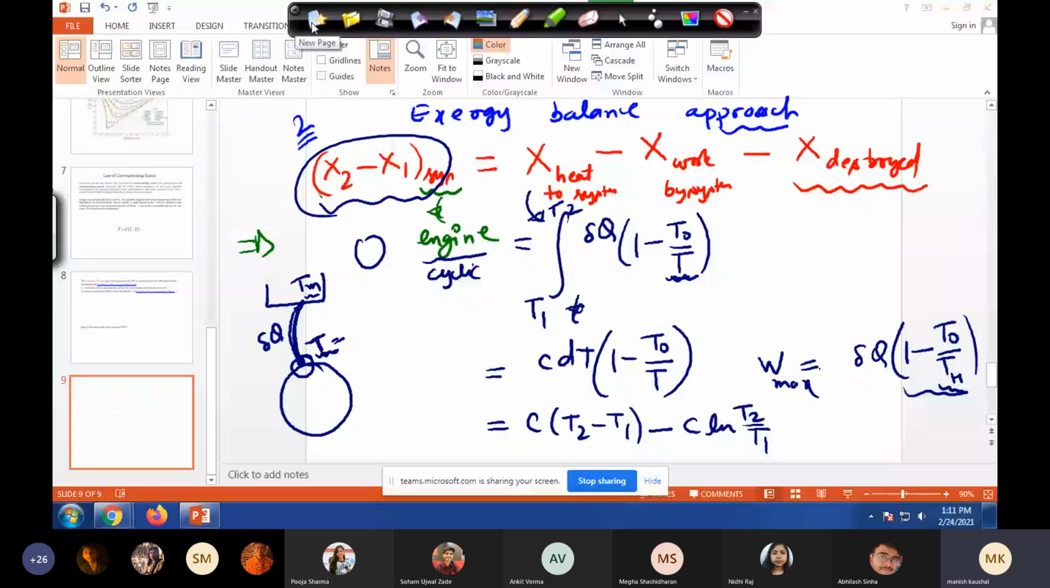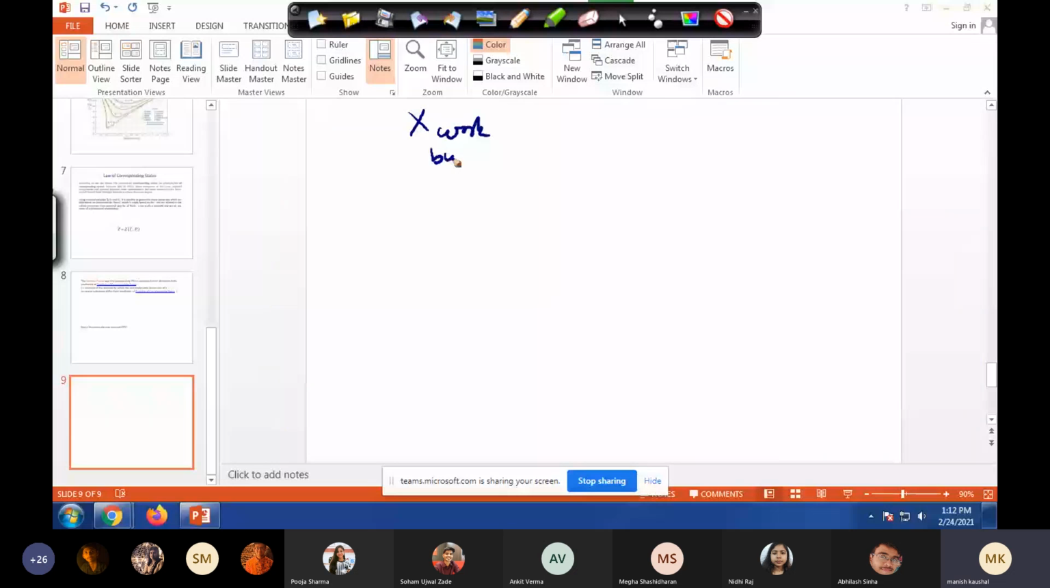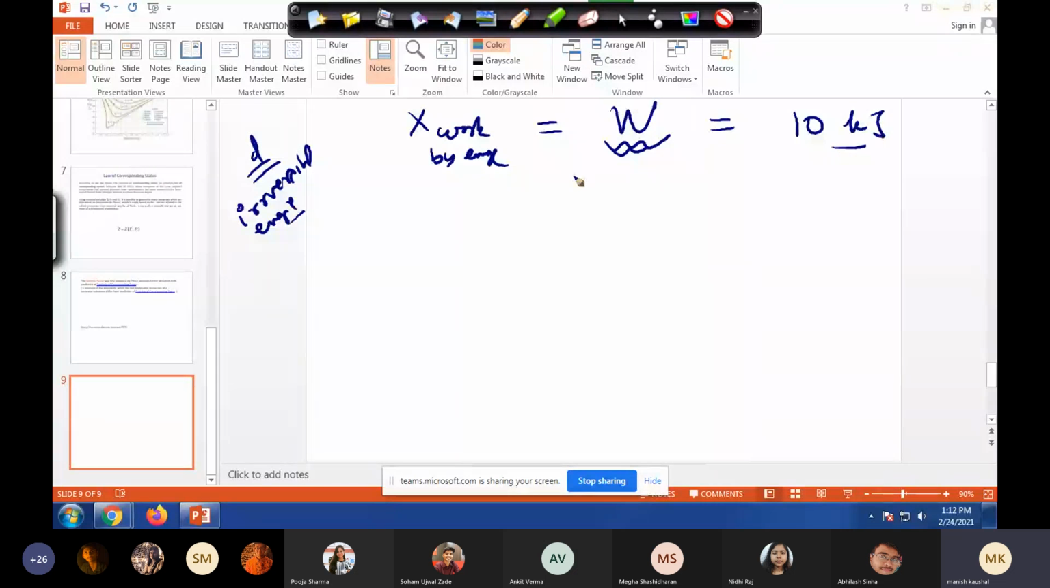Now exergy work by the engine is nothing but W. That is the maximum work which you can extract, which you want to know, which is in case D of 10. So we are solving part D, and the engine is irreversible. The work which you are extracting from the engine is given as 10 kilojoule, which is nothing but exergy rejected by the engine by doing some work. Fine. What else we have? And we want to know X destroyed.